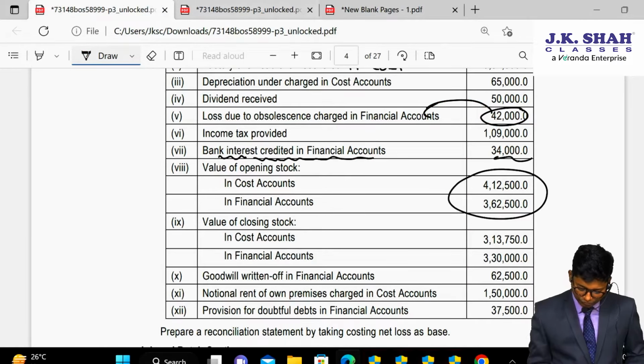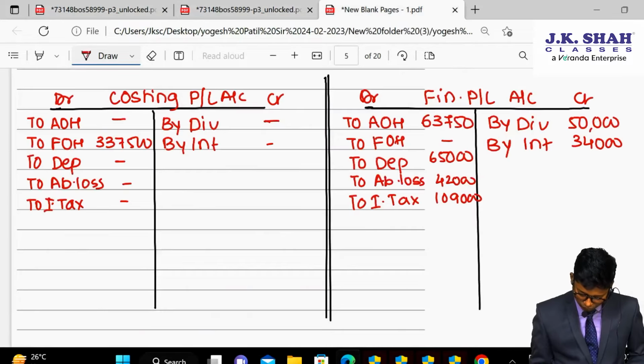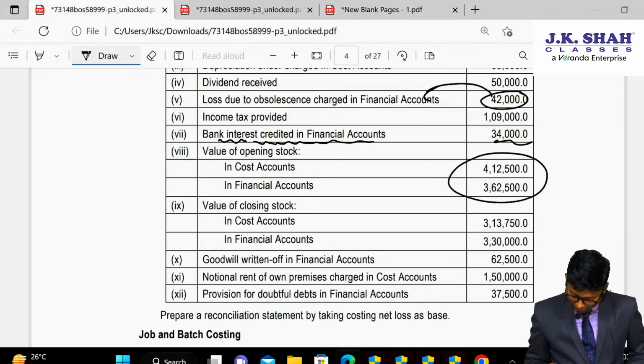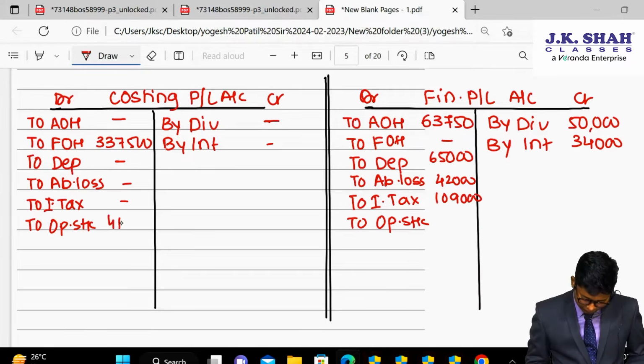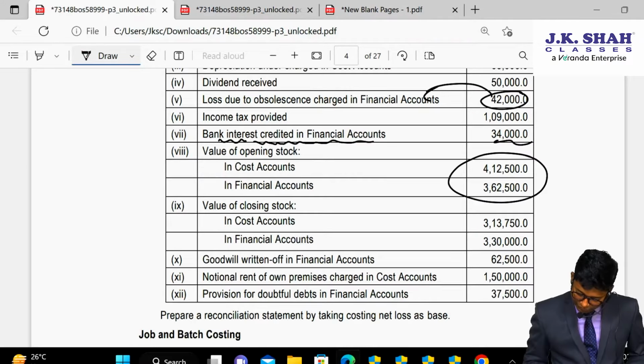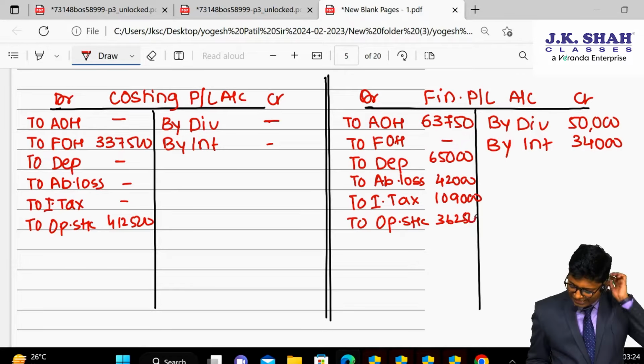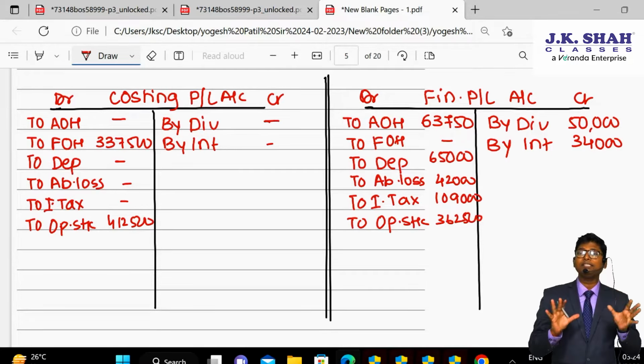Both the opening stocks we are going to record in cost and finance. So let's put here opening stock. Here also I am recording opening stock, and the amount of opening stock, if you compare, is 4,12,500 in cost, but financial valuation is different, it is 362,500. So these all are the reasons in fact for differences in profit.